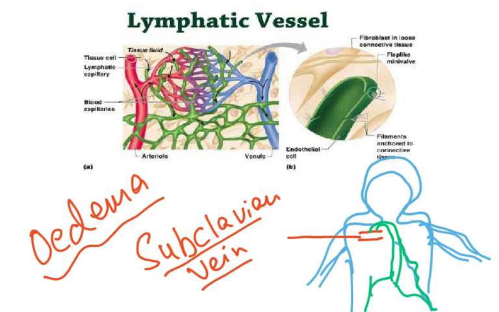So this lymphatic system is a parallel system, but it doesn't have a pump. So the vessels have to be in between muscles so that they can be pressed, and the lymph can be moved onwards.